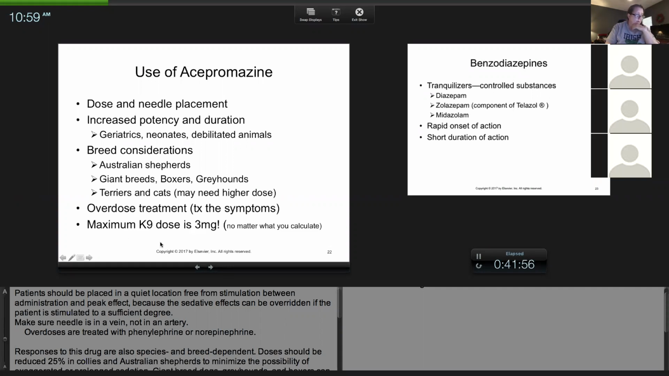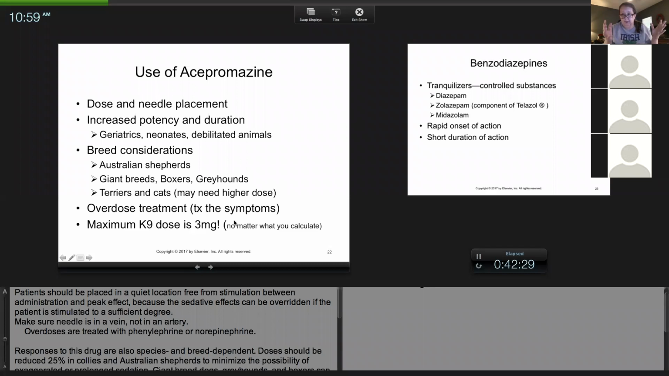There is a note here at the bottom that you need to know. The maximum dose in a dog is 3 milligrams. If you have a 200-pound Mastiff and you calculate even the low end of the dose, you might get 4.5 milligrams. I max them out at 3 milligrams because usually that's enough for these big dogs. So it does have a maximum. It says don't go over this dosage. If you overdose, you treat the symptoms.